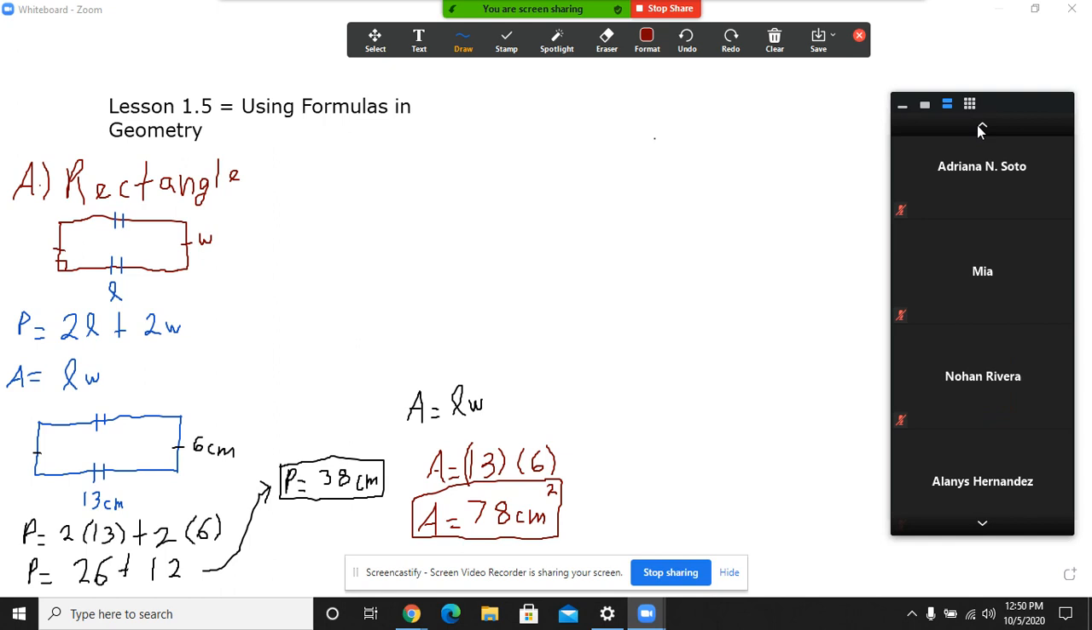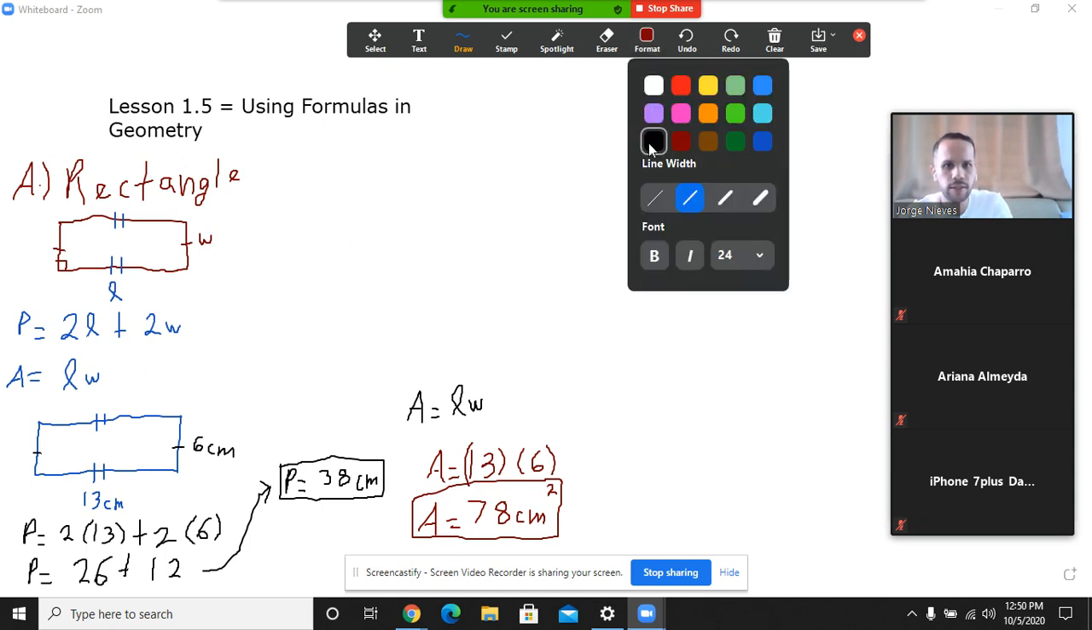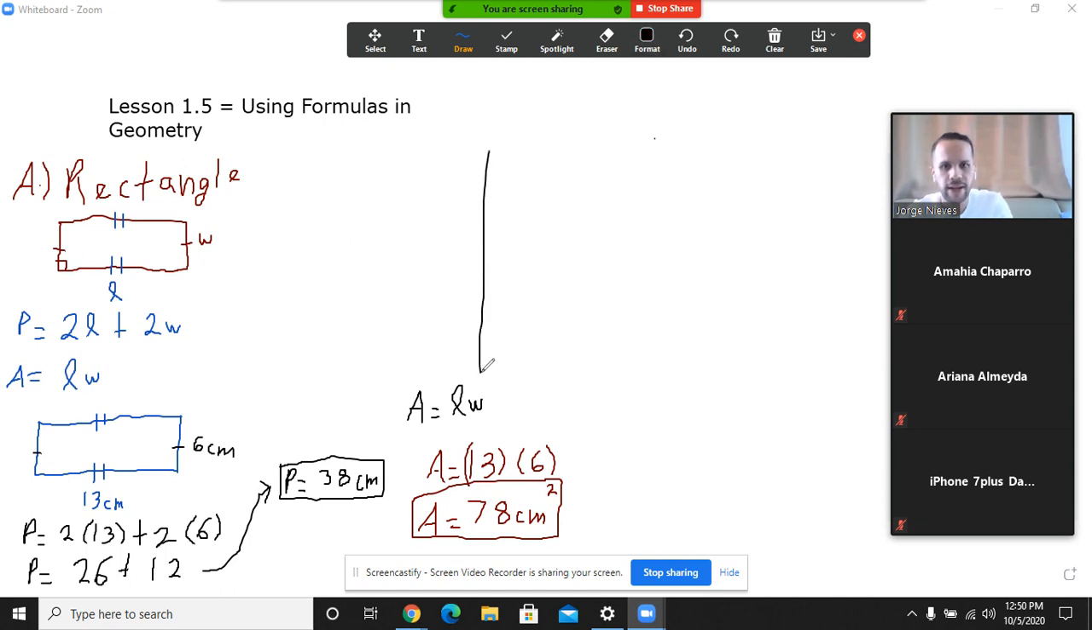Now we're gonna go to the next geometric figure that we talked about in this lesson. It was the square. A square has four sides that have the same measure. We know that. We're gonna talk about four geometric figures that you have to focus on in this lesson. Our second one is the square. So a square looks like this. It has four sides that have the same measure.